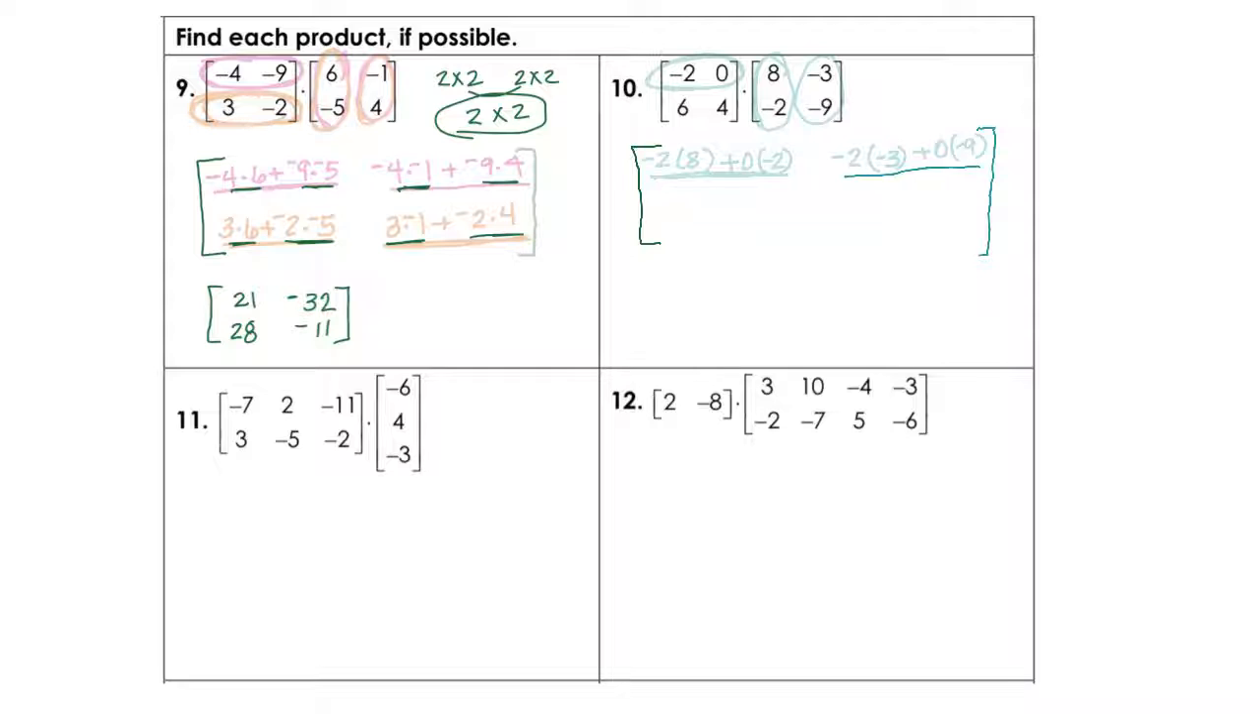So go back. Now we're going to pick up that row and multiply through. So you're going to have 6 times 8 plus 4 times negative 2. And again, there's that element. And then multiplying over to the other side, you're going to have 6 times negative 3 plus 4 times negative 9.